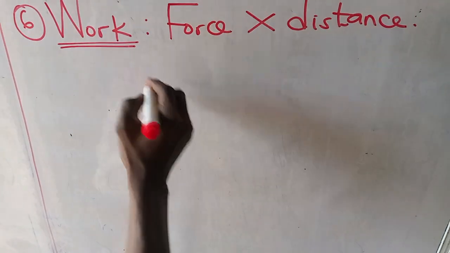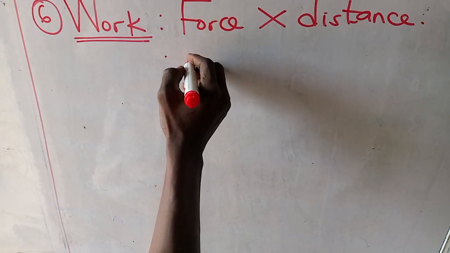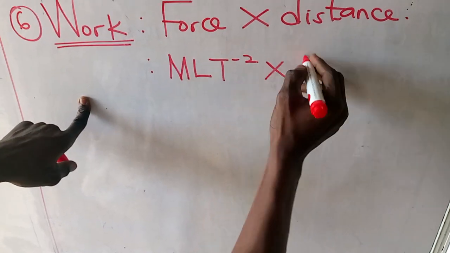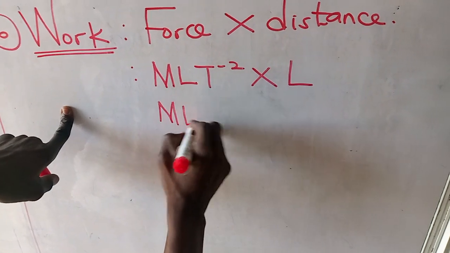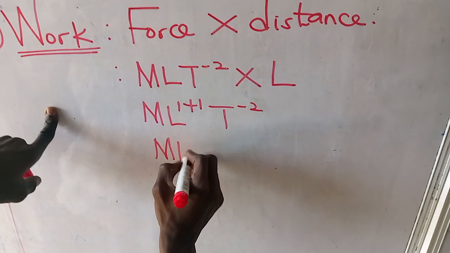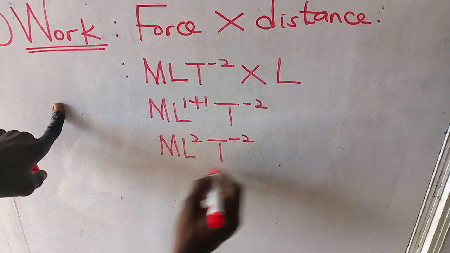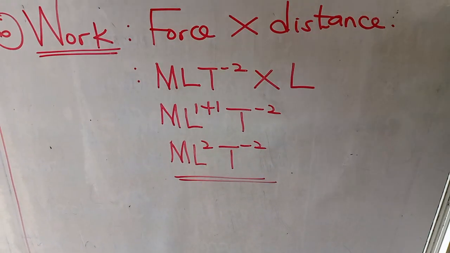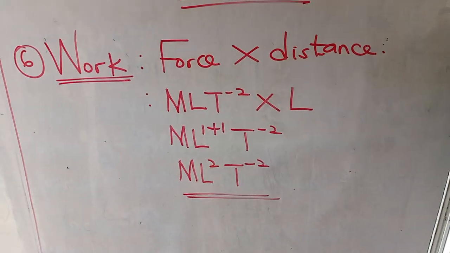Force times distance. So, what is force? We have gotten force to be MLT raised to power minus 2. Distance is also L. That will be ML to the power 1 plus 1, T raised to power minus 2. ML^2 T raised to power minus 2. This is work. This is also where we see, when we check it, moment and work have the same dimensional analysis.